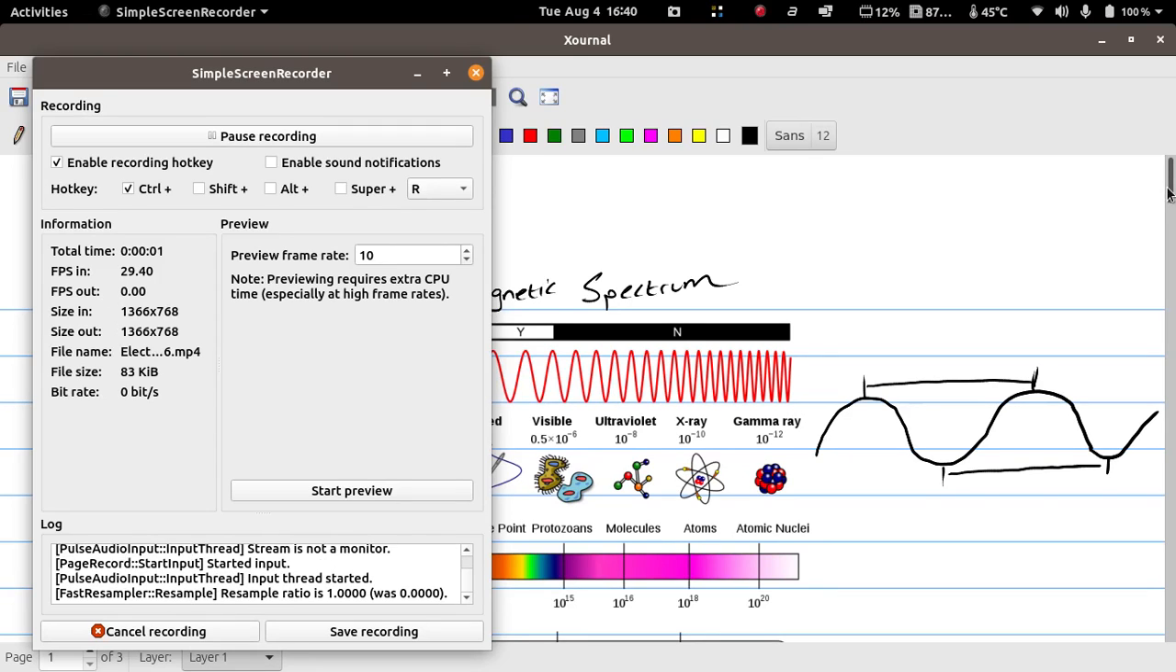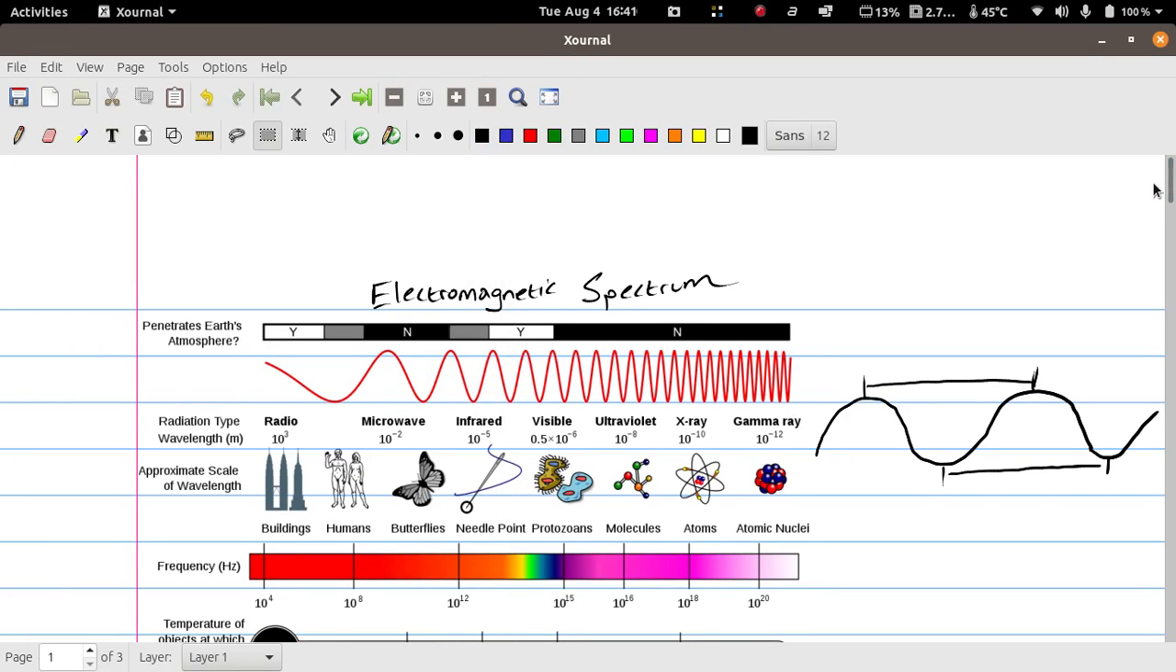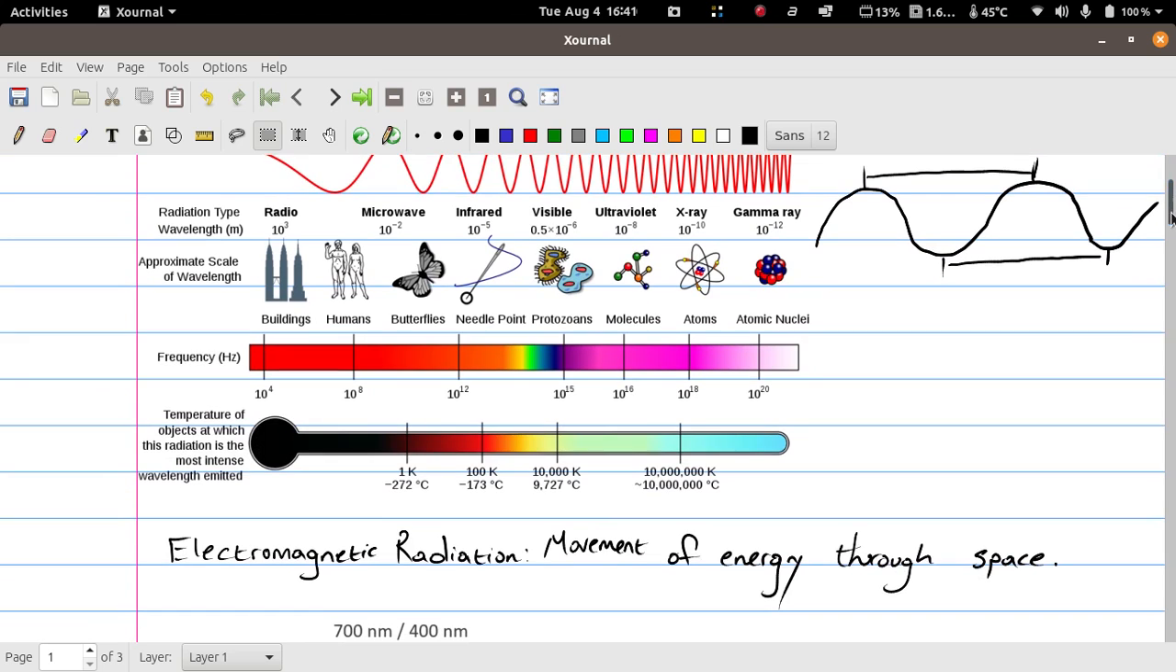Okay, so today we're going to talk about the electromagnetic spectrum. The electromagnetic spectrum is the range of all types of electromagnetic radiation. It's like having a spectrum of visible light. There's certain things that are on it. Electromagnetic radiation, I've already taken the liberty of writing the definition, is the movement of energy through space.